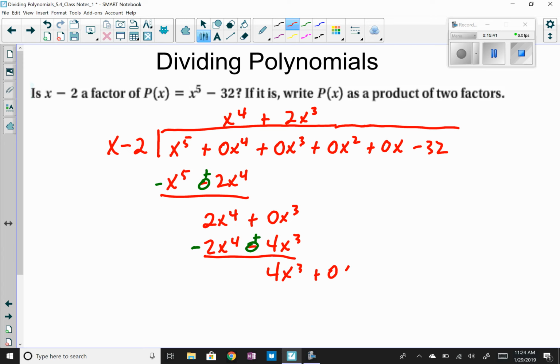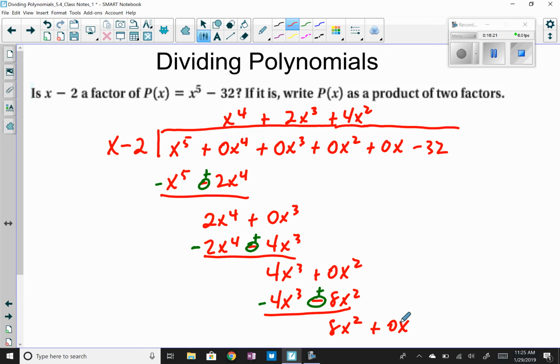Bring down the 0x squared. Now we need something to multiply to x to give us 4x cubed. So that'll be 4x squared. Multiply 4x squared to x, I get 4x cubed. Multiply 4x squared to negative 2, and I get negative 8x squared. Okay, change the signs before we take a remainder. Okay, so 4x cubes eliminate one another, so we have a remainder of 8x squared. Okay, ready to bring down the next column, 0x.